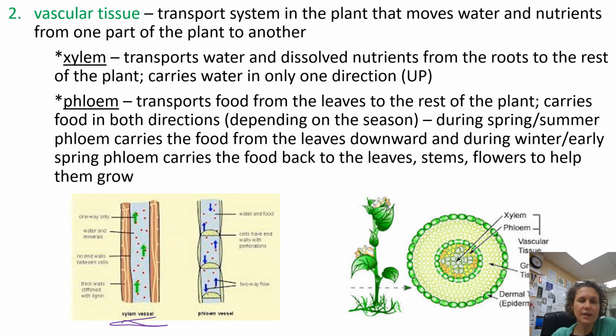So over here it shows you that. And so the two arrows you've got, and then you still do have water and food being carried, or water and, because the food is dissolved in it. This little picture over here is a cross section of a stem, and we'll talk about the tissues around, but you can see the dermal tissue right here is the outermost layer, and then that vascular tissue is right in the middle.